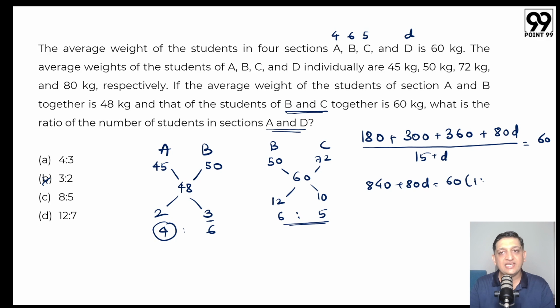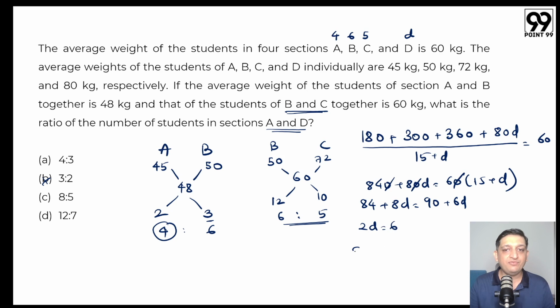What we can do is we can cancel out a 0 very easily. So I'll just do that. I'll cancel out a 0 from all these 3 bits. I could have also cancelled out a 20, but it's fine. 80 and 8D we should be able to manage. So 84 plus 8D is going to be equal to 15 6s are 90 plus 6D. Now if I shuffle the terms, I am going to get 2D equals 90 minus 84, that is 6, or I'll get the value of D as 3.